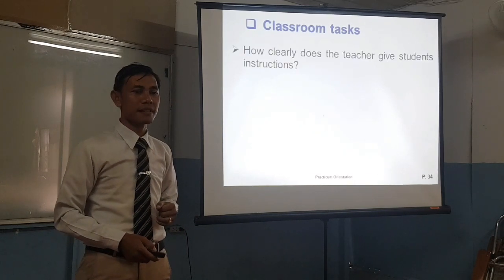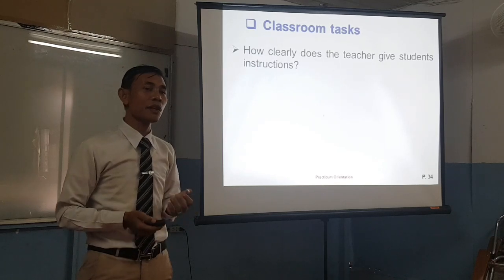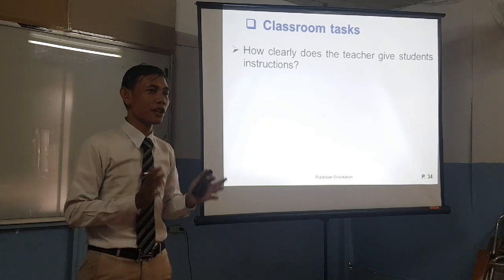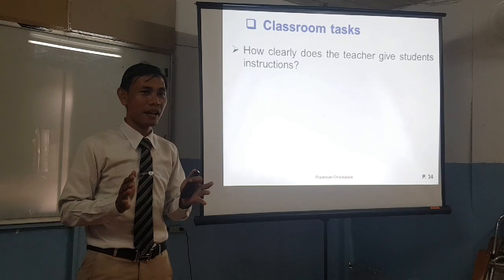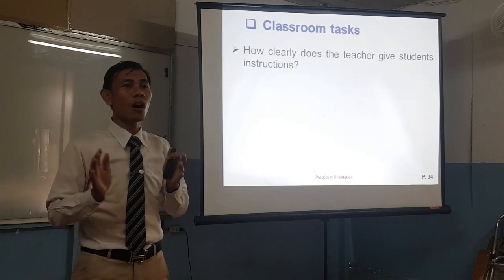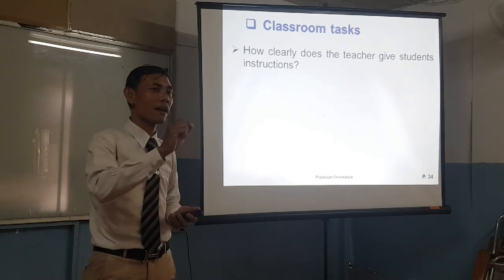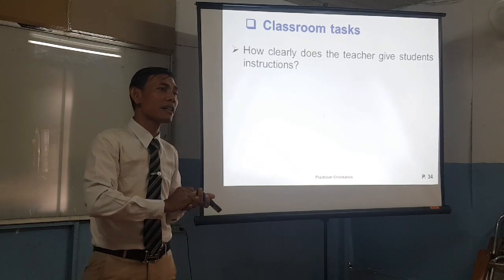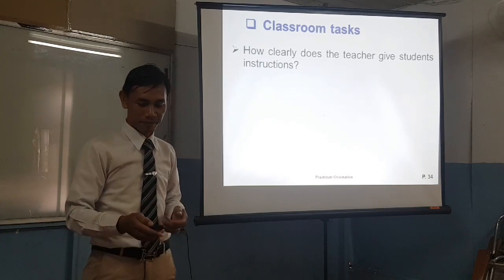Classroom task. How clearly does the teacher give students instructions? Like a teacher lets students do an exercise, with clear instruction or not clear instruction. If the trainee doesn't explain clearly the instruction to do the exercise, you have to write not clear. If clear, you write clear in your record.